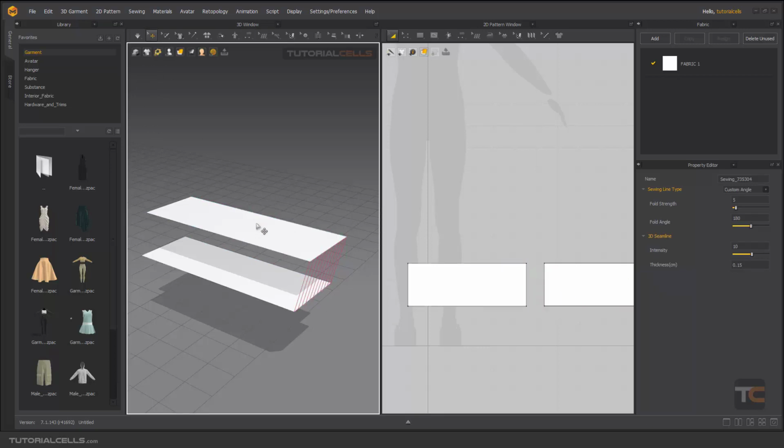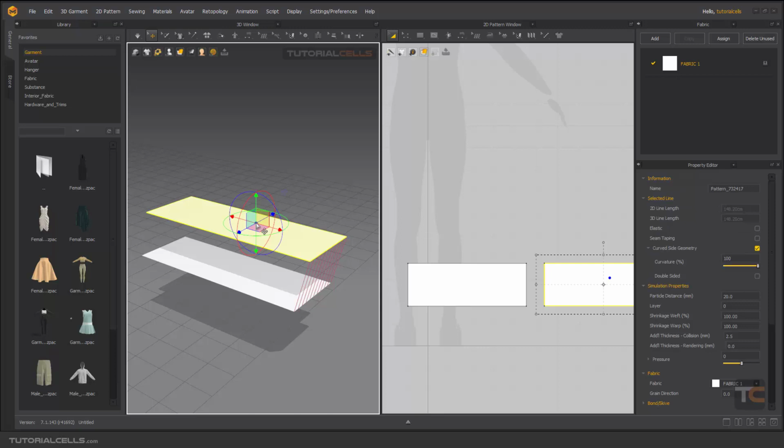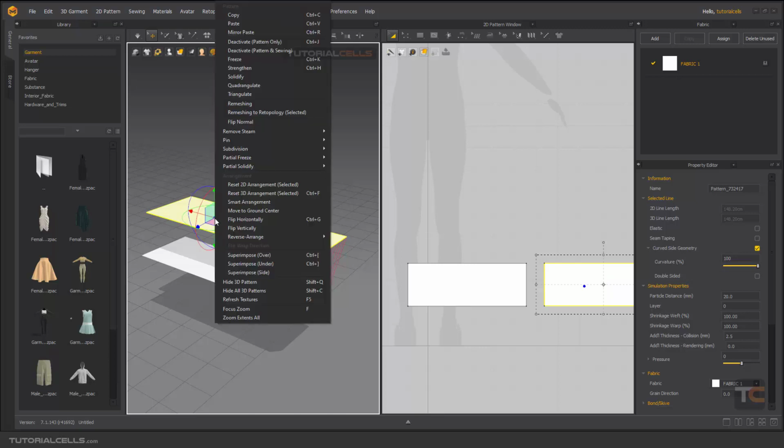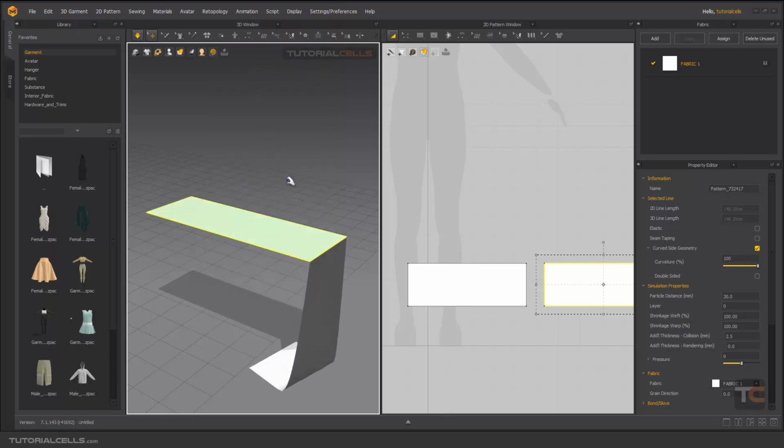And if you want some pattern to maintain its position, you have to freeze it. It means freeze in its position and it does not fall down because of gravity. So you can right click. We have two different things: freeze and deactivate. Freeze. It's very easy. It's freeze on air. As you can see, it's frozen.